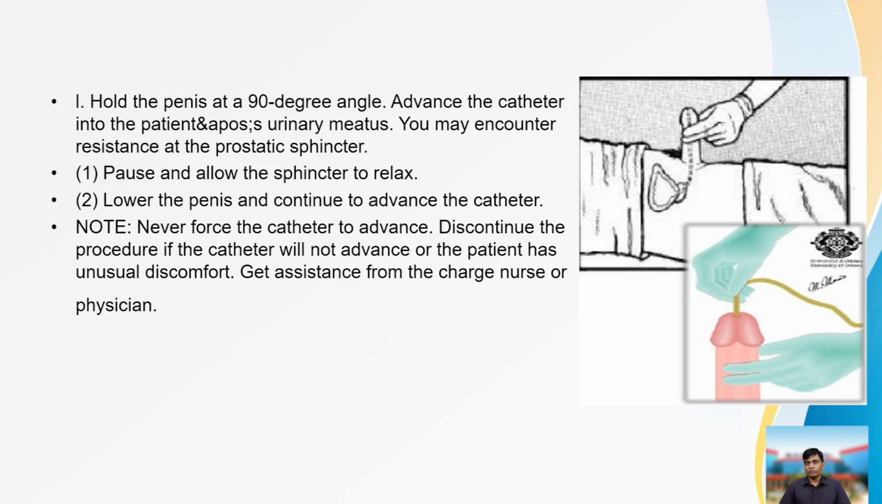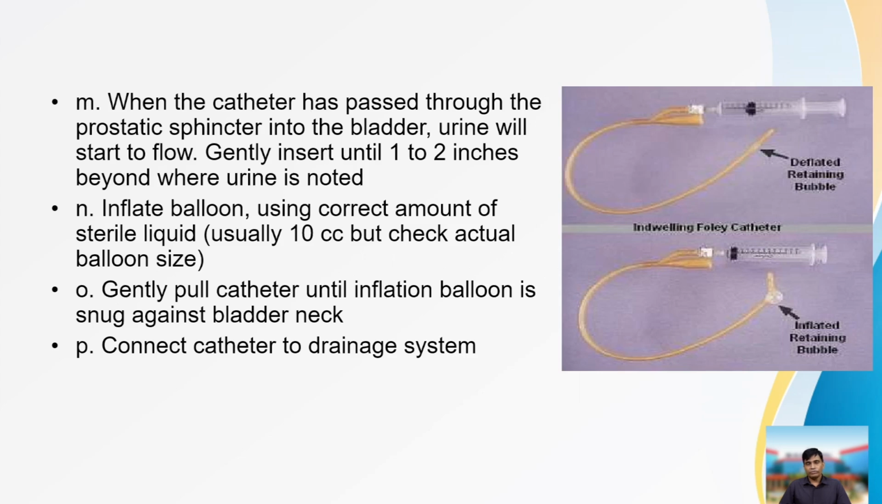Discontinue the procedure if the catheter will not advance or the patient has unusual discomfort. Get assistance from the charge nurse or physician. Next, when the catheter has passed through the prostatic sphincter into the bladder, urine will start to flow. Gently insert until 1 to 2 inches beyond where urine is noted.